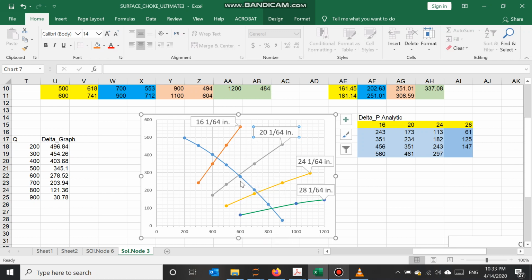Then he says, we would like to have more than 600 barrels per day. Then you say, okay, if we go for bean size 24, then you get more than 700 barrels per day. If you go for a bigger bean size, you get a bigger flow rate. But if you go for smaller bean sizes, then because of the big restriction, you get less flow rate. So that's the big point.